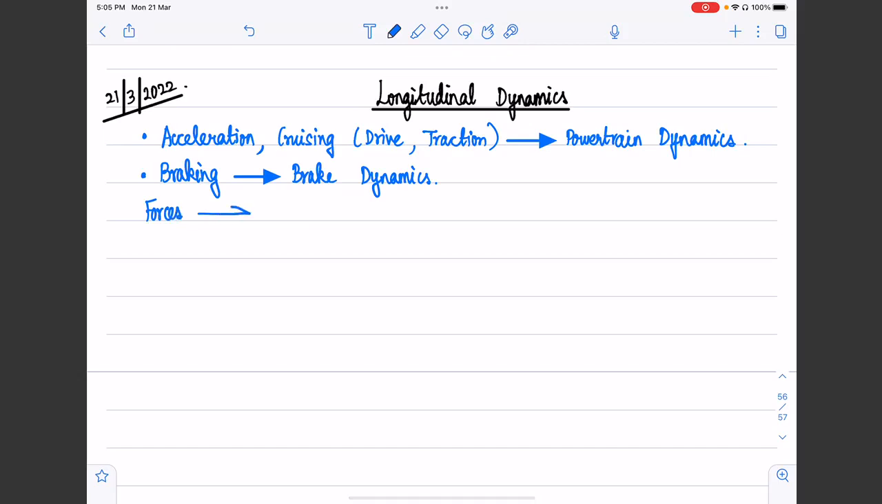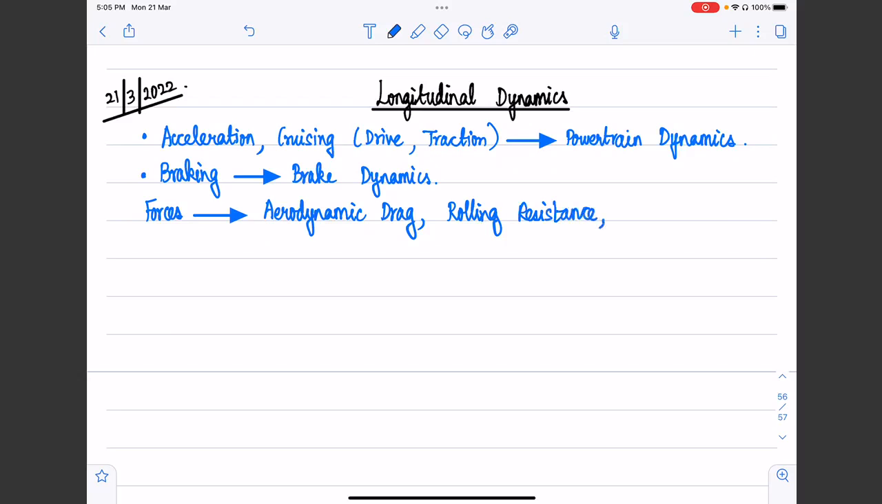Okay? So what are the forces that act along the longitudinal direction when we want to analyze longitudinal dynamics? We will have aerodynamic drag. People also call these loads, right? Because these are loads that the powertrain needs to overcome. We will have what is called rolling resistance. I'm just listing them a priori.